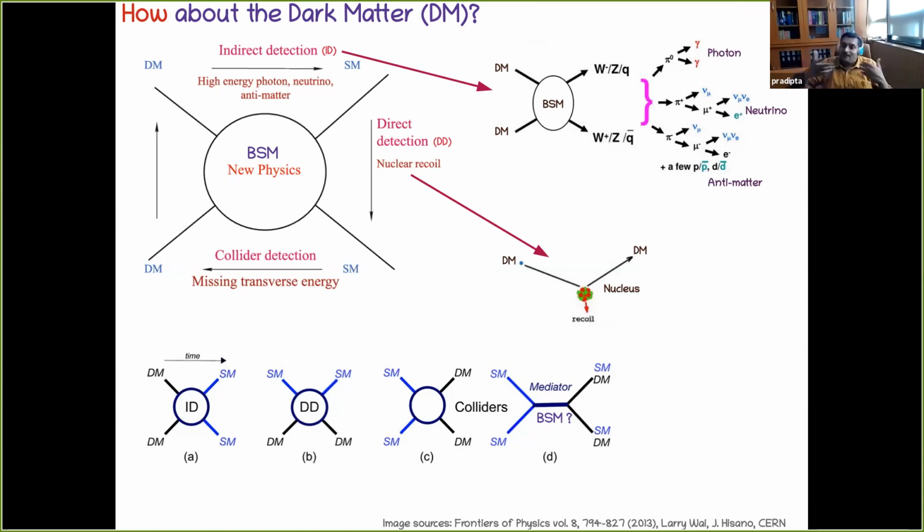And finally, the last one, which we are trying to do at the LHC, is where standard model particles collide and produce the dark matter particle. As I have already discussed, we plan to detect this using the missing transverse energy momentum measurement, and that is how we plan to detect the dark matter. As of now, we have some limits, but no discovery.